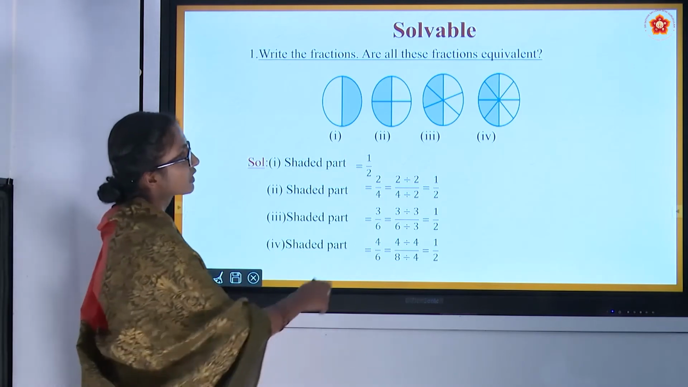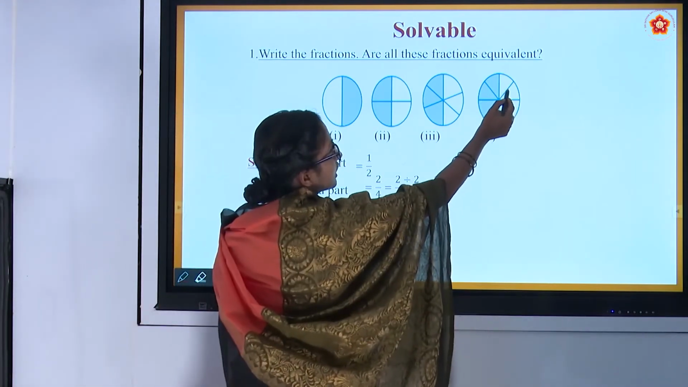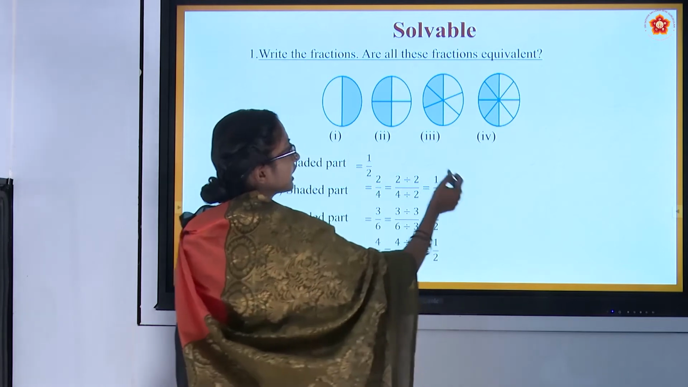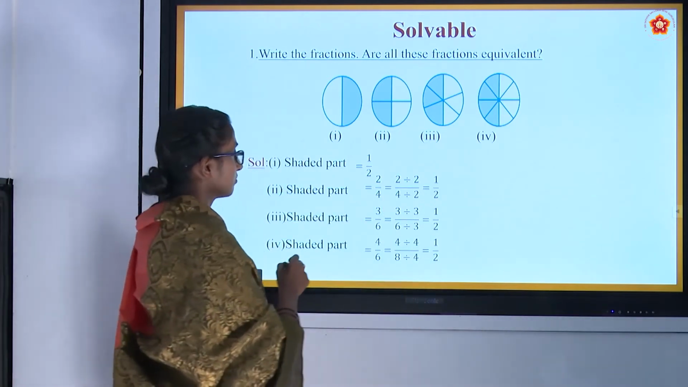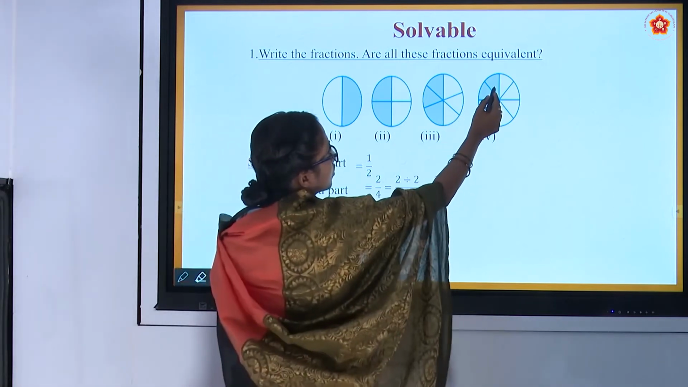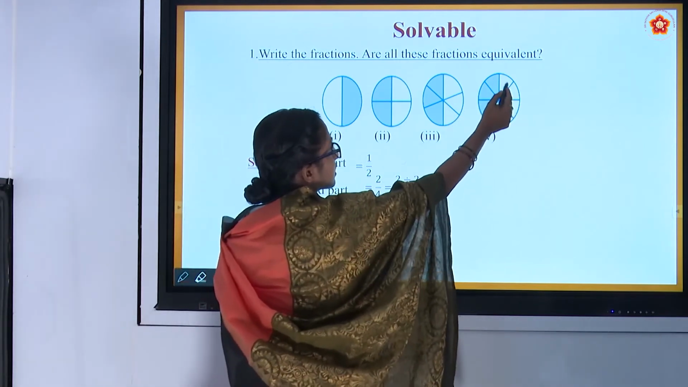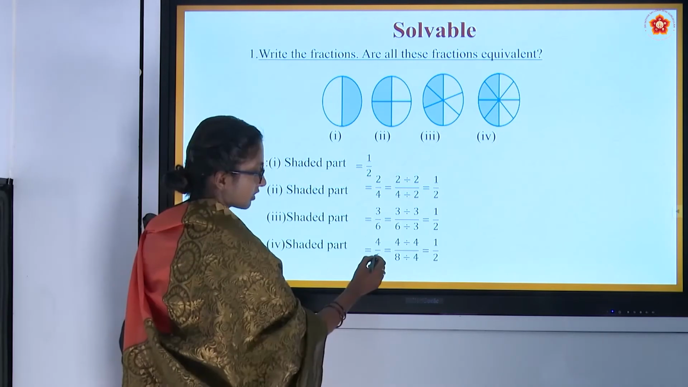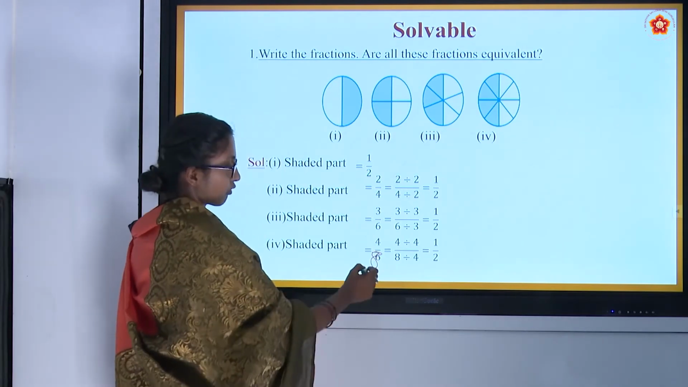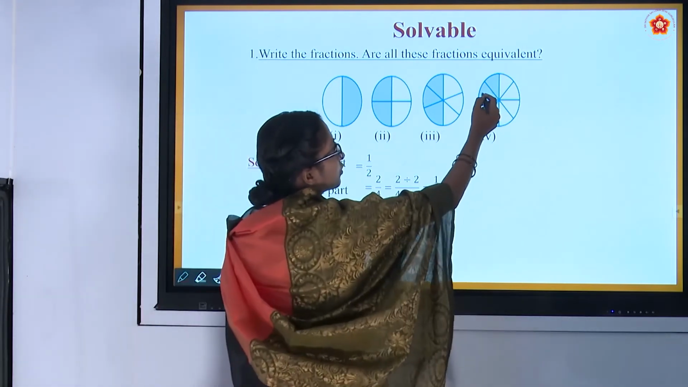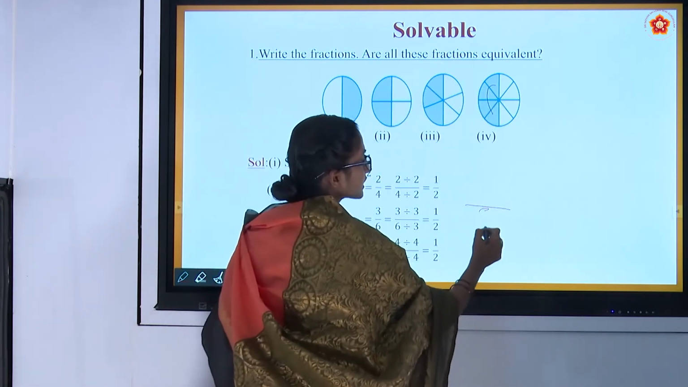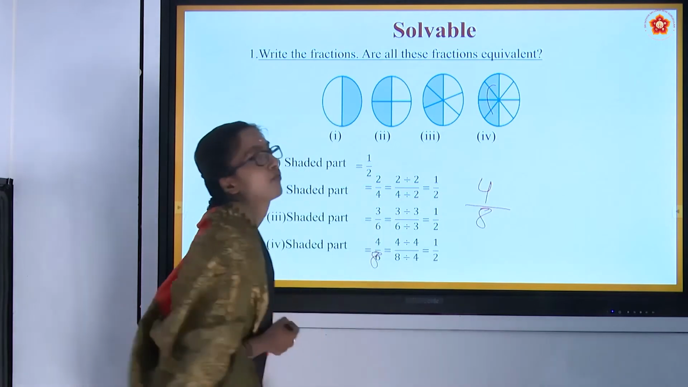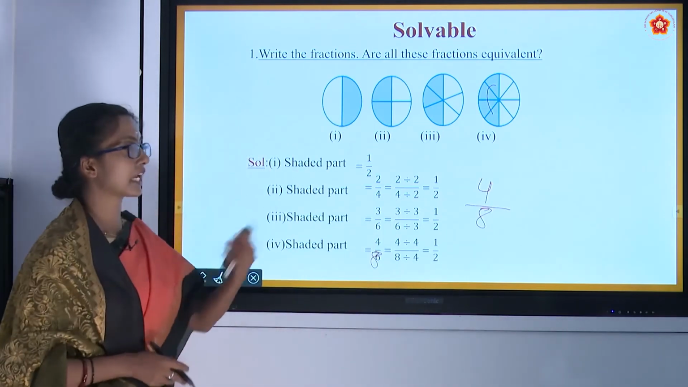Last one, the fourth one. 1, 2, 3, 4, 5, 6, 7, 8. It is divided into 8 parts. 1, 2, 3, 4, 5, 6, 7, 8. Actually, this must be 8. Fine. 4 by 8. 1, 2, 3, 4. Only 4 parts are shaded. Whole is 8. Shaded part is 4. Both should come in the same table.